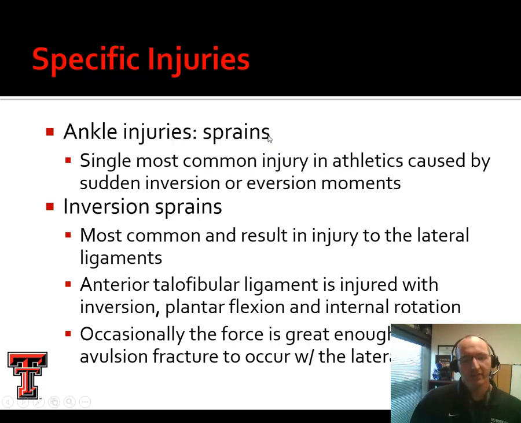So the sprain is the single most common injury in athletics, and it's usually caused by inversion moments. Eversion sprains are not as common, but if we just lump them together, that increases the likelihood of an ankle sprain all the more. The anterior talofibular ligament is usually injured in inversion, some amount of plantar flexion, and internal rotation. And sometimes it's more than just a ligamentous injury. It's actually an injury to the attachment points where that ligament binds to the bone.